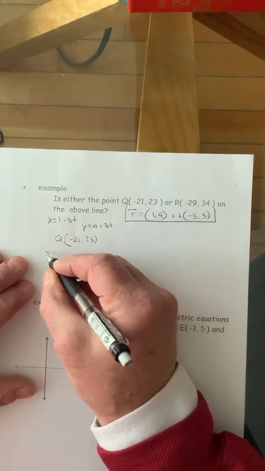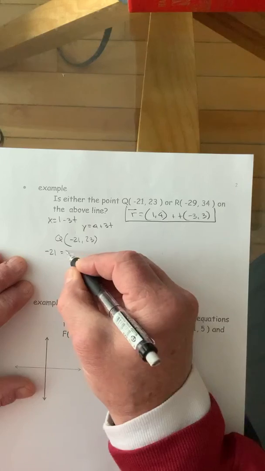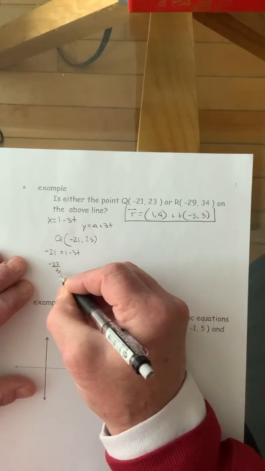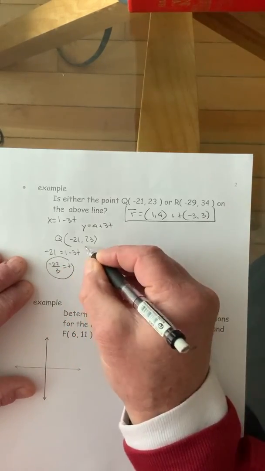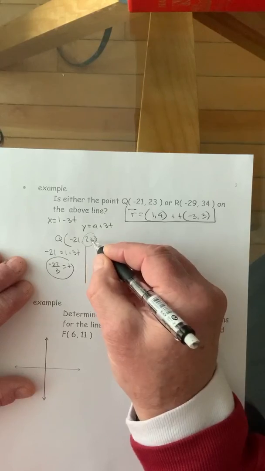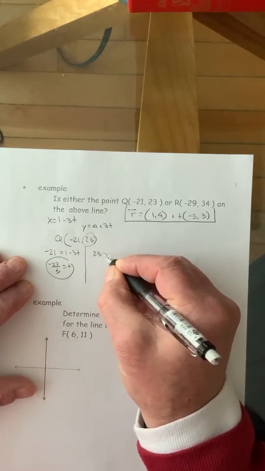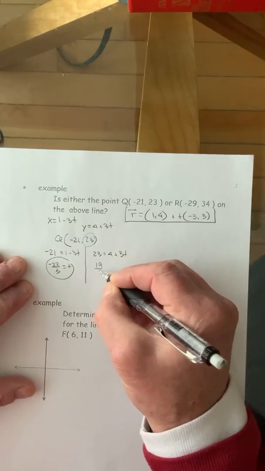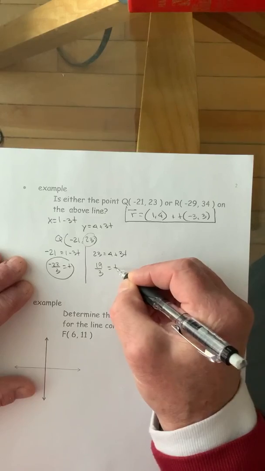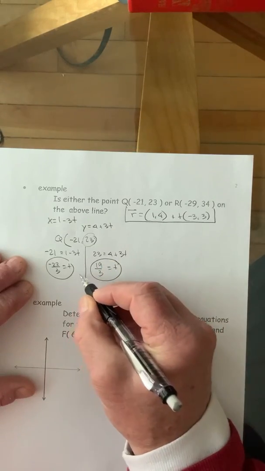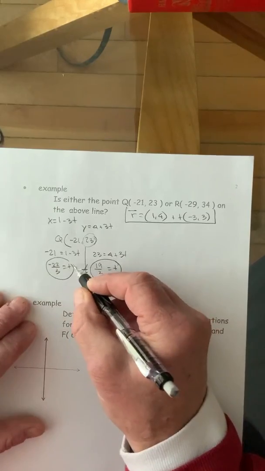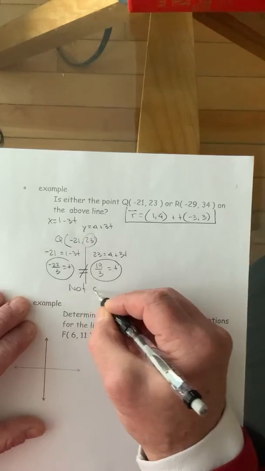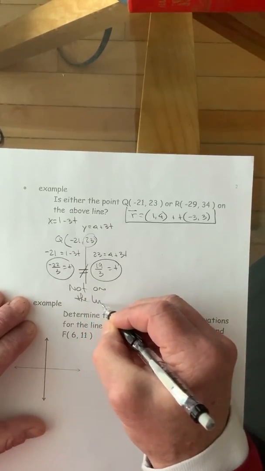If I let x be negative 21, bring it across, negative 22 over 3 equals t. If I now let y be 23, I would get 23 equals 4 plus 3t. 19 divided by 3 equals t. These are not equal. t equals negative 22 over 3, t equals 19 over 3. So it's not on the line.